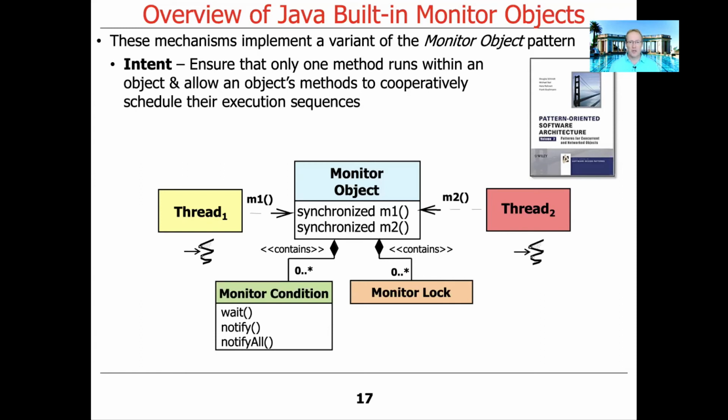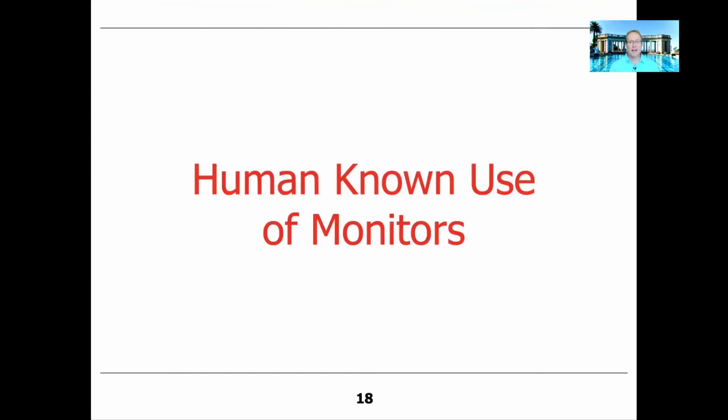The implication, of course, being that there are concurrent threads that are calling other methods or the same method more than once. And this pattern also allows object methods to cooperatively schedule their execution sequences. So they can allow one thread to proceed and one thread to block and other threads to block and so on and so forth. And as we'll see, this pattern appears all over the place in concurrent Java programs.